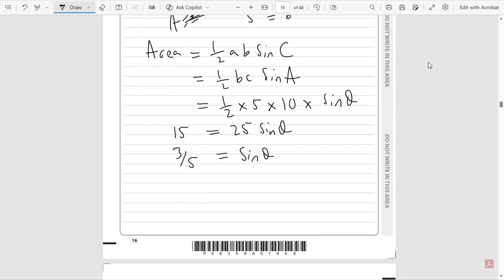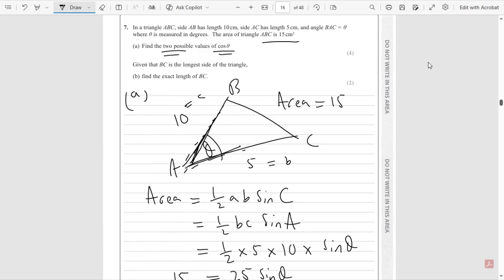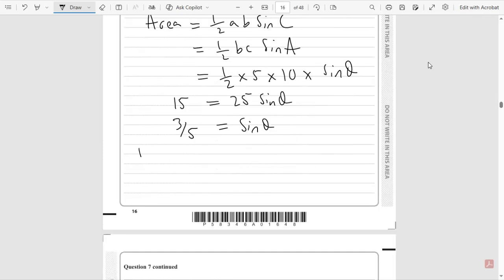Now, how can we use that to work out two possible values of cos theta? Hopefully you remember one of the trig identities involving sine and cosine, and that would be this identity: sin squared theta plus cos squared theta is equal to 1. Why do we want to use that identity? Because if we know sin is 3 over 5, we can plug that into the formula and get a result for cos, which is what the question is all about.